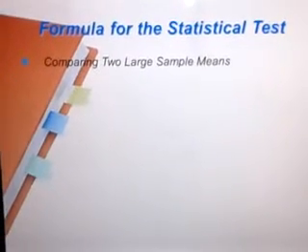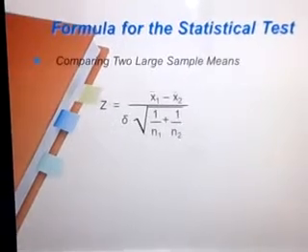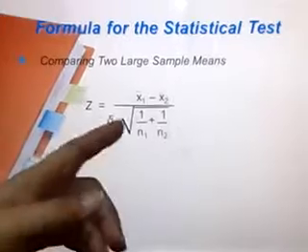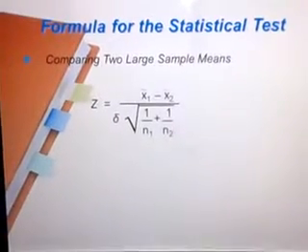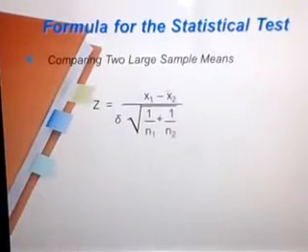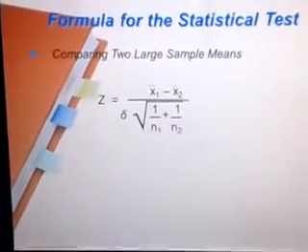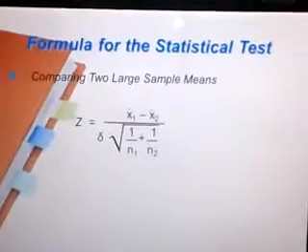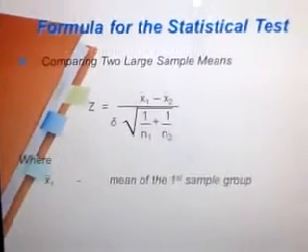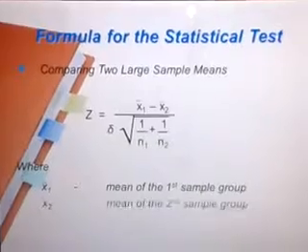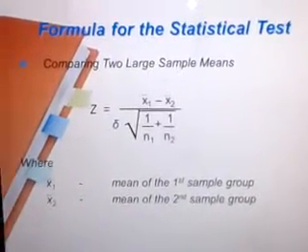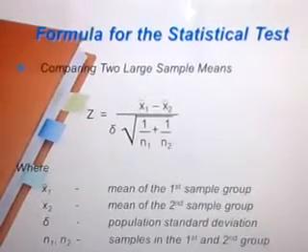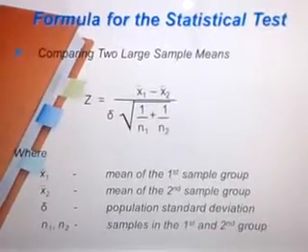Then comparing two large sample means. Here is the formula. Z is equivalent to mean 1 minus mean 2, divided by the population standard deviation multiplied by the square root of 1 over n1 plus 1 over n2, where x1 is the mean of the first sample group, x2 is the mean of the second sample group, sigma is the population standard deviation, and n1 and n2 are the sample sizes in the first and second group.